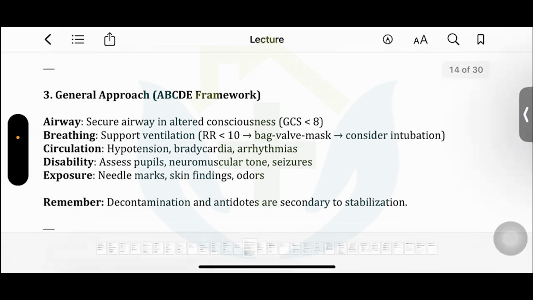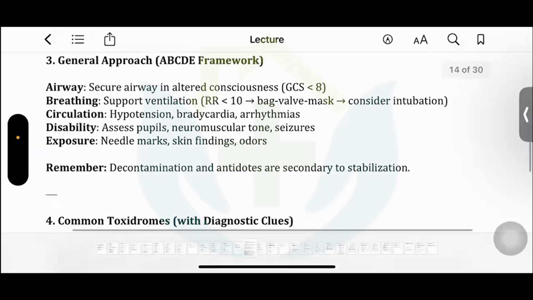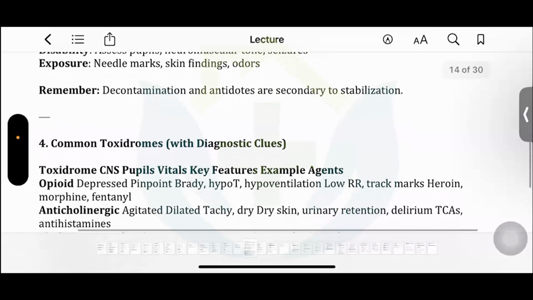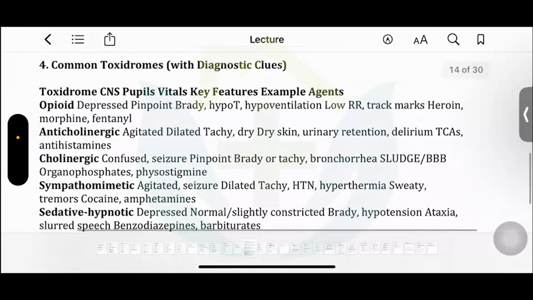Look for any needle marks, any skin findings, any specific odors, like in case of aluminium phosphide or in case of organophosphorus compounds. You can actually have an odor which is particular to the toxin. Remember, decontamination and antidotes are secondary to stabilization. So initially, you will just stabilize the patient, maybe by intubation, giving them fluids, resuscitating them, and then going for decontamination and antidotes.